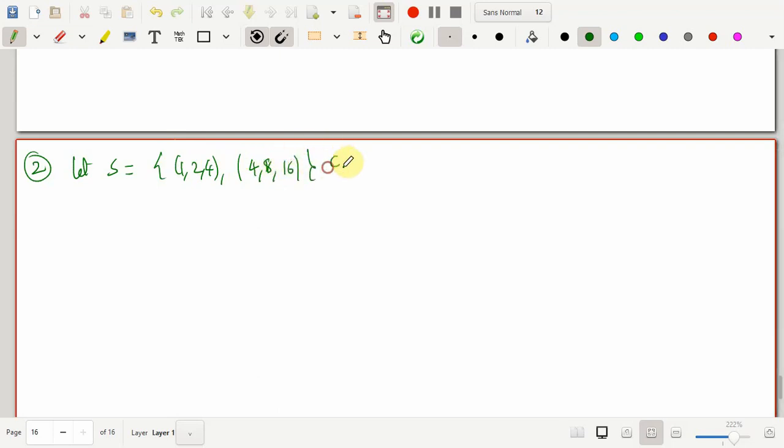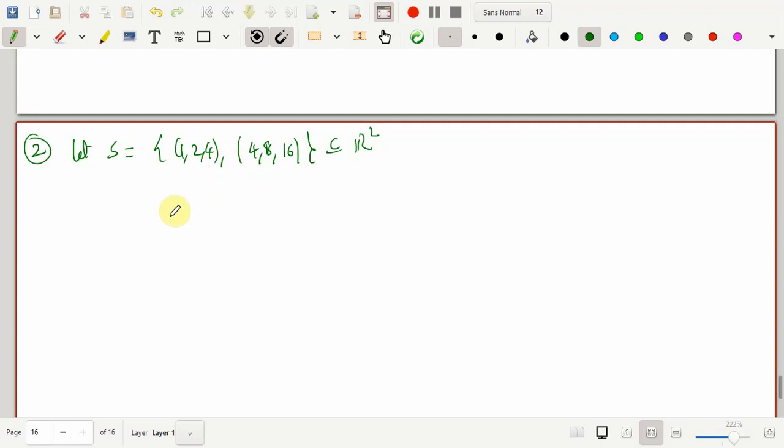In fact, you can very easily observe that 4 8 16 is a scalar multiple of 1 2 4. That's enough in fact, because the set contains only two vectors, so one vector being a scalar multiple of the other is enough to say that it is linearly dependent. But anyway, we will proceed with the method which we are following.